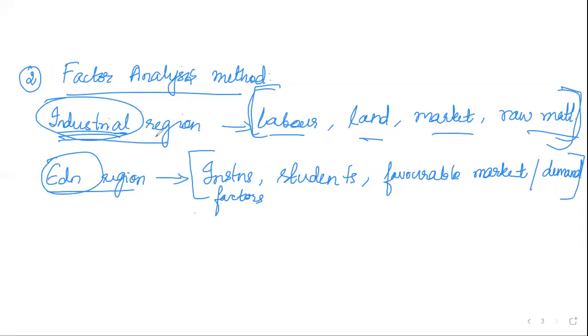These are all the factors for setting up an industrial region. So if I am talking about labor, migration of labor, if I'm plotting the workforce population of the labor, the free land availability, if I'm plotting all of these factors on the map, it becomes the factor analysis method. All right. So that is it about formal region.